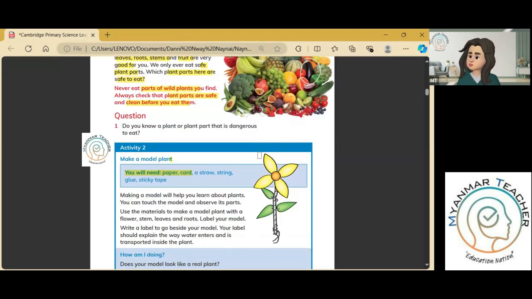Question number 1. Do you know a plant or plant part that is dangerous to eat? Learners may know of local plants that have poisonous roots, stems, leaves, or fruit. Examples you might mention are potato leaves, cherry tree leaves, oleander leaves, rubber sap leaves, sago palm leaves. These are actually very, very dangerous.